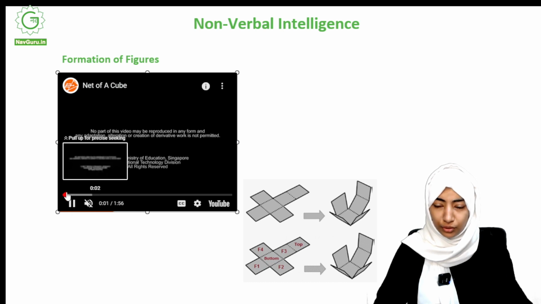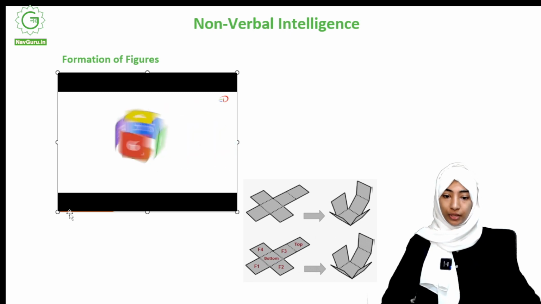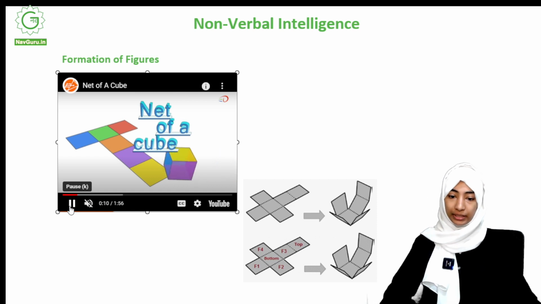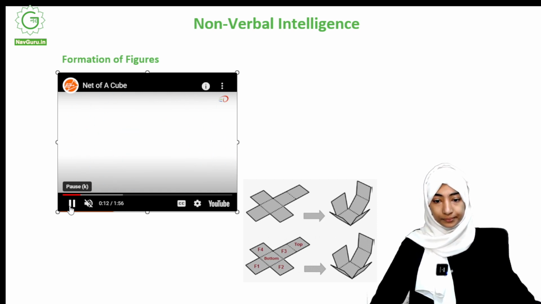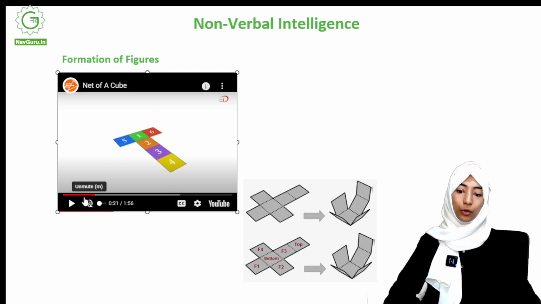You don't really need the audio. Just watch the video. So a dice is what we do. This is how you open a dice. It will be explained properly later on. Just watch the video. So this is a dice. I mean, they're calling it a cube. This is how you open it up.